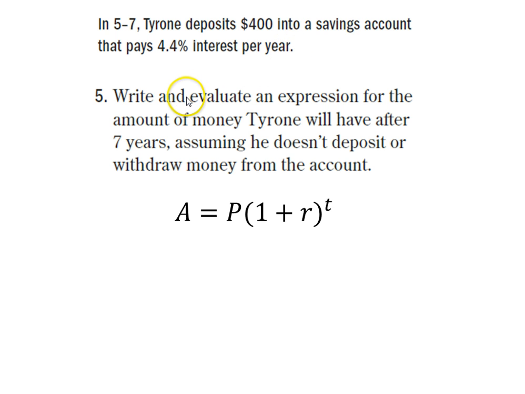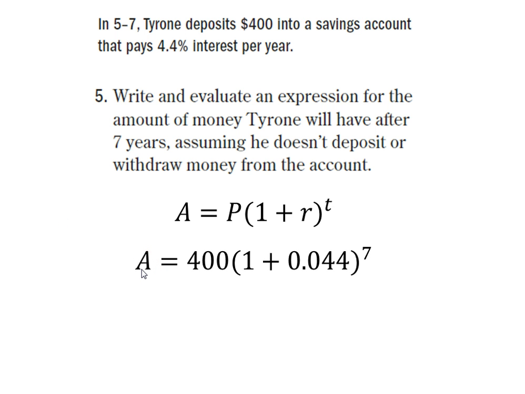So we want to write and evaluate the expression for the amount of money he will have after 7 years. We know the principal. It's $400 because he deposited that $400. The rate is the interest rate, which is 4.4%. So we're going to plug in 4.4% for R. And the T in this case is 7 years. After 7 years, how much money is he going to have? He started with $400, and he got 4.4% more every year. So by plugging all these values in, what we have is this.